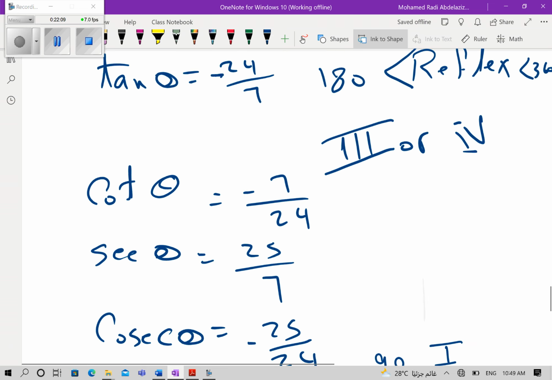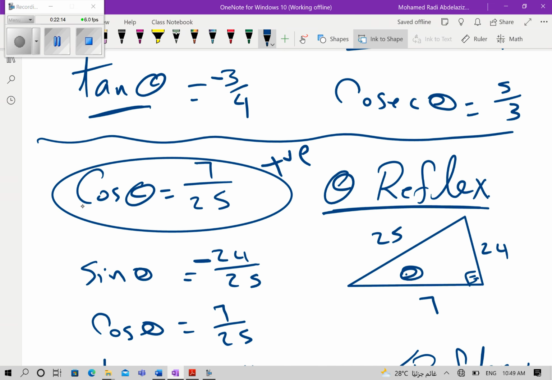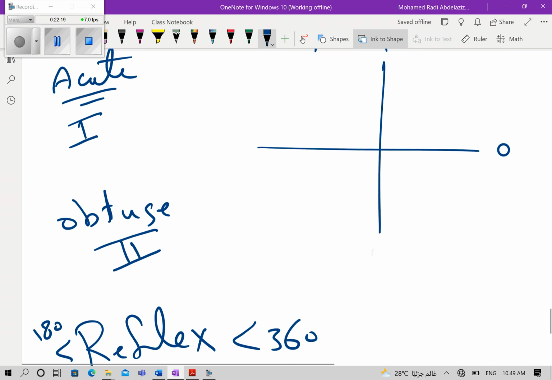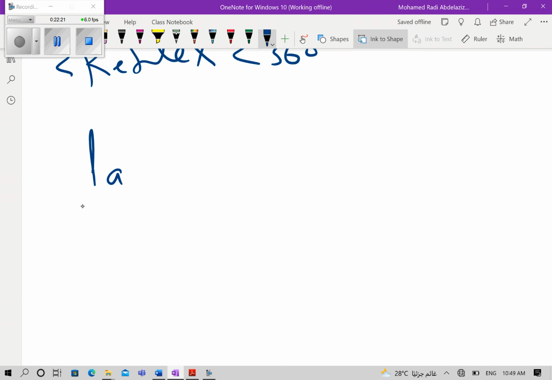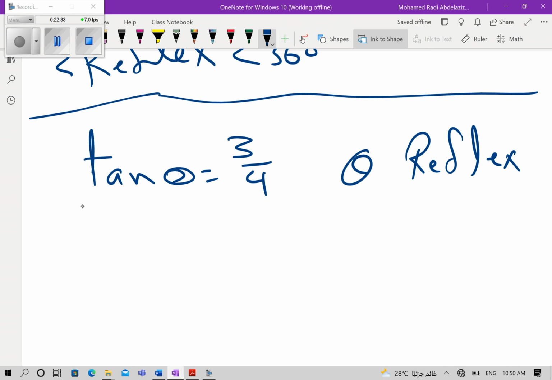It's given in the question that cosine is positive. Cosine positive, fourth or third? Listen. If it is given, for example, tan theta 3 over 5 and theta reflex, in which quadrant are we now? Why is it not fourth? Yes, right. If I change the sign and write negative.